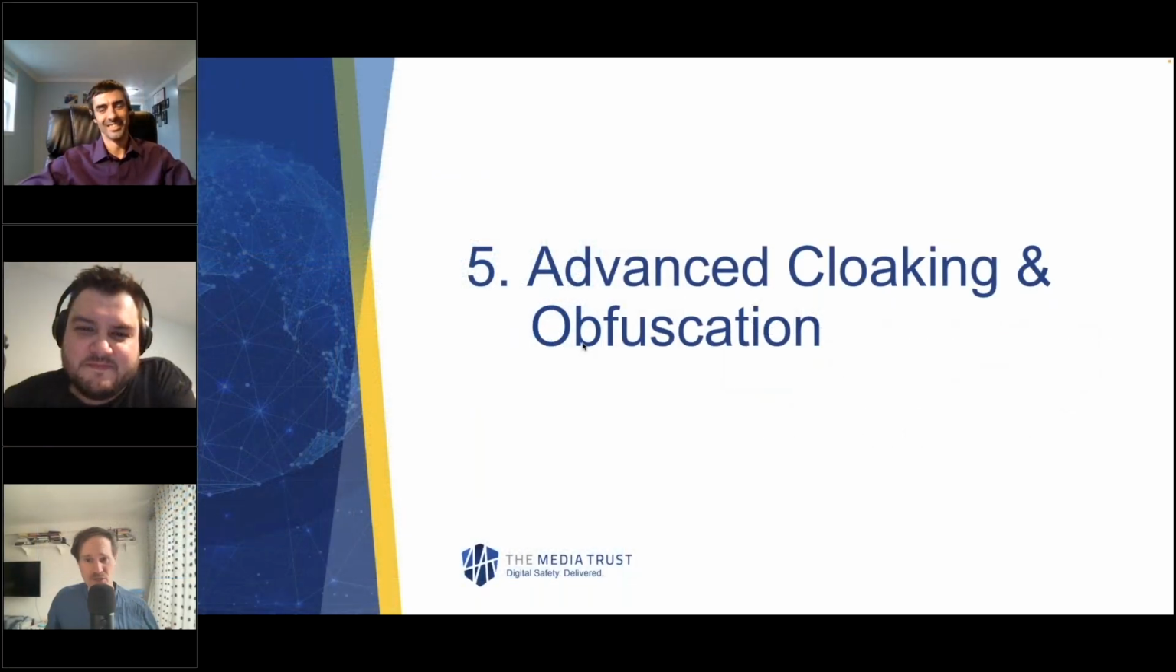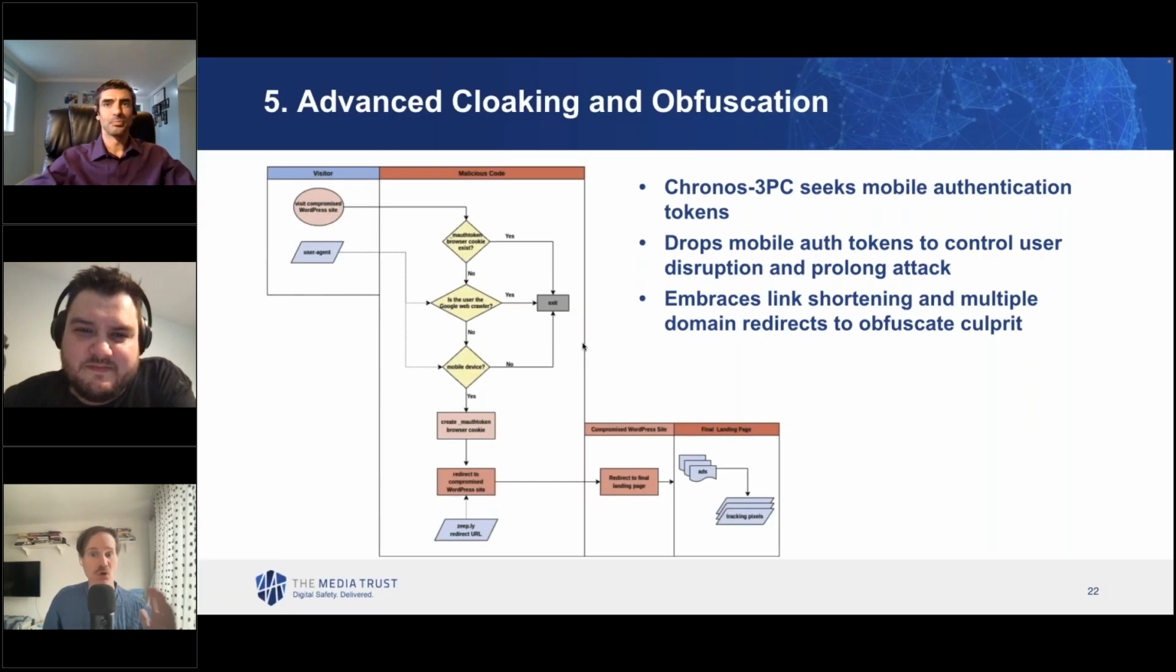On to advanced cloaking and obfuscation. Threat actors are always evolving how they hide their malicious intent, and we unfortunately saw some impressive leaps in three named threats this year. Kronos uses mobile authorization tokens. It actually drops mobile authorization tokens, uses link shorteners and multiple redirects.